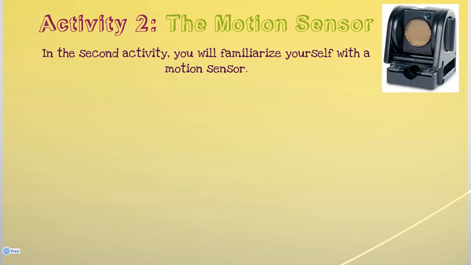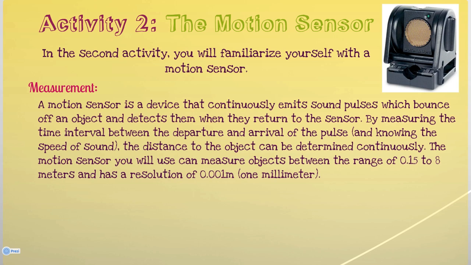Activity 2. The motion sensor. In the second activity, you will familiarize yourself with the motion sensor. Measurement. A motion sensor is a device that continuously emits sound pulses which bounce off an object and detects them when they return to the sensor.